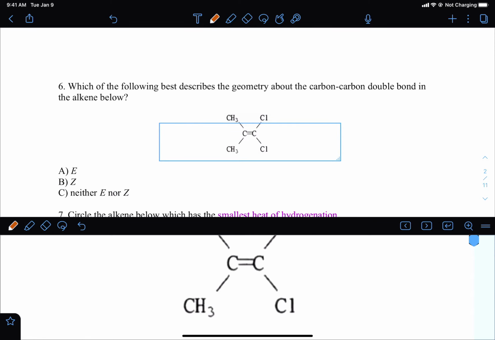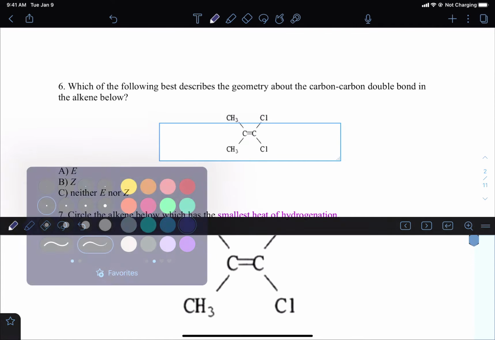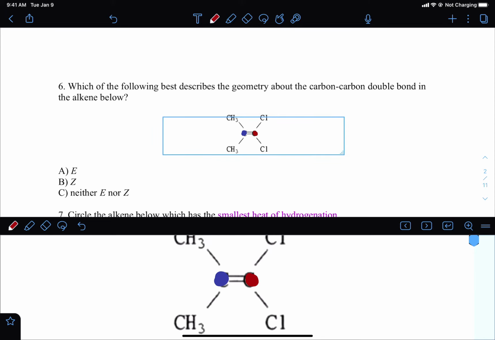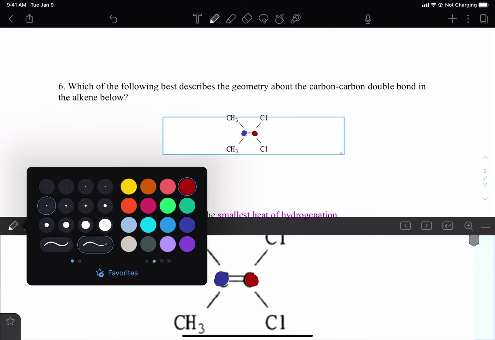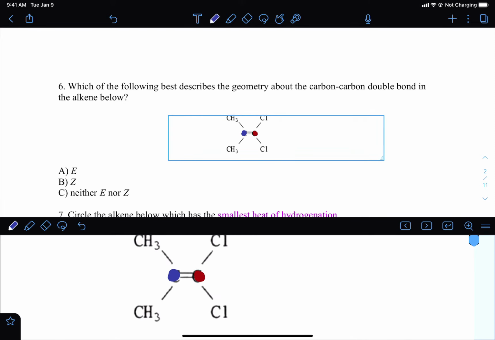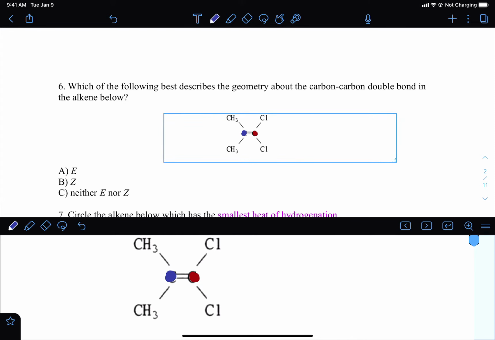So let's look at this from two perspectives. We want to look at this as having the blue carbon, and we're going to look at this as having the red carbon. So we're going to treat these as separate entities for now, and we're going to evaluate the groups that are attached to each. And we're going to rank them based on what we call stereochemical priority. If you don't remember stereochemical priority, we basically rank it by which has the closest atoms that are also the heaviest. The closest bonded atoms that are also the heaviest.